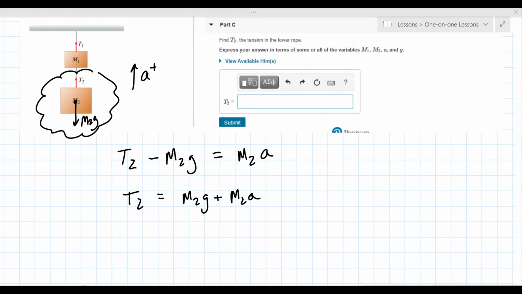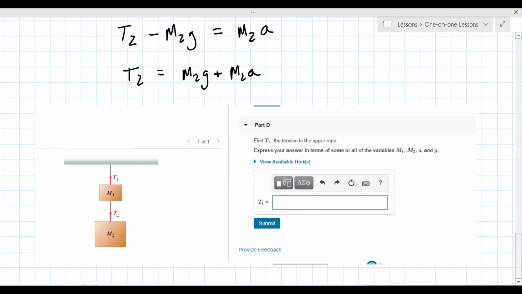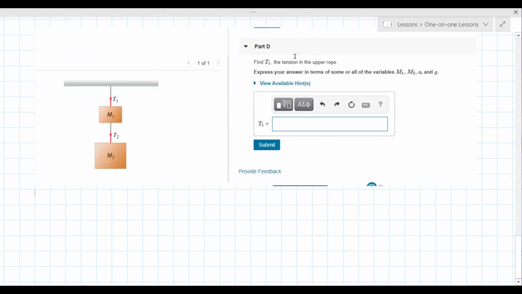All right, now for T1, find the tension in the upper rope. Express your answer in terms of some of the variables. Do we do this acceleration thing with this one? I don't have a picture for that, or I need to pull up. Find T1. I sent you a screenshot for that. Yeah, there it is for part D. Okay, let me snip that in. So find T1, the tension in the upper rope, if it's accelerating upwards.